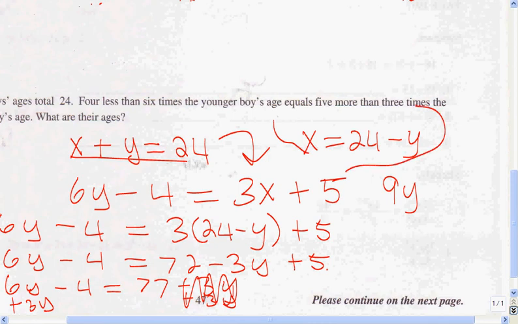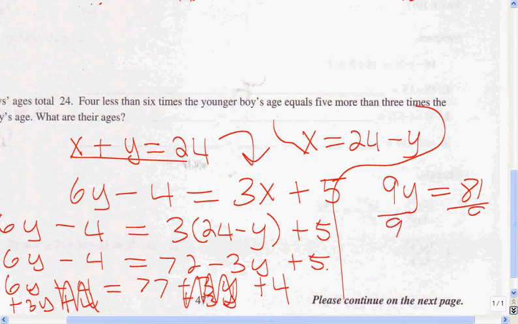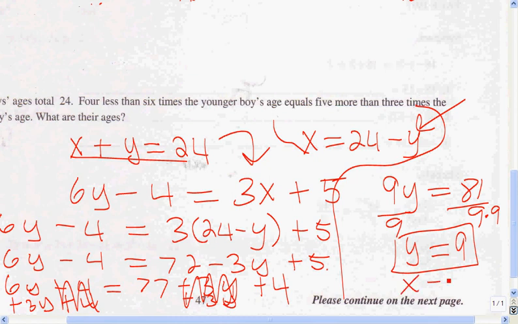And I'm going to add 4 to both sides. And 77 plus 4 equals 81. So this cancels out. So 9y equals 81. I'm going to divide both sides by 9. Y equals 9 because 9 times 9 equals 81. Now I know what y is. I plug it in here. 24 minus 9 is 15. So x equals 15.